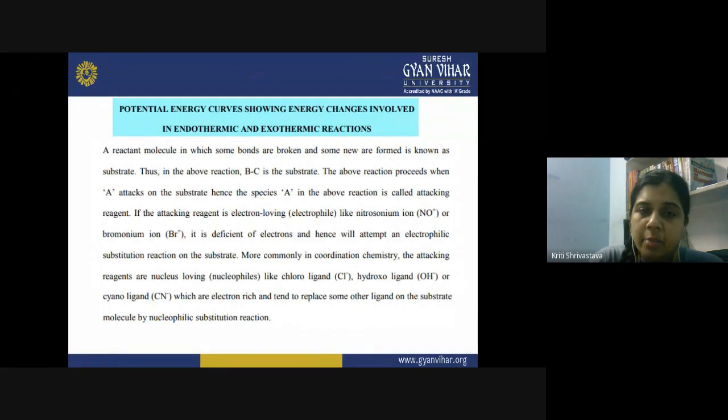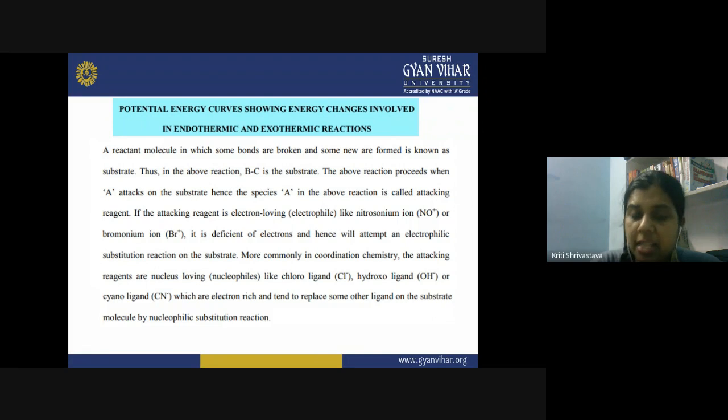Now, in the reaction, some bonds are broken and some new bonds are formed. BC is the substrate in the reaction. When the reaction proceeds, the A species attacks the substrate, and hence A in the reaction is called the attacking reagent.